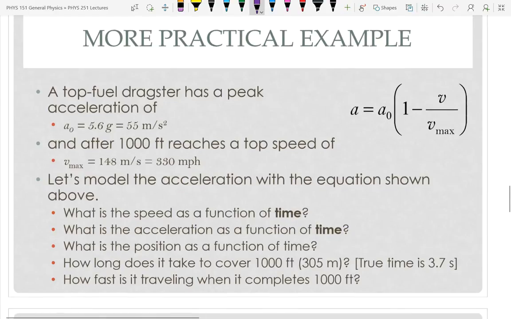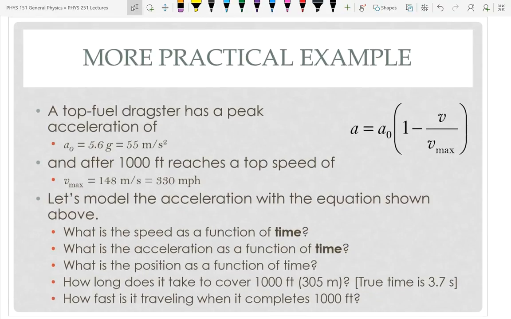Okay, so a more practical example. So this is real life. A top fuel dragster has a peak acceleration of 5.6 Gs. What does it mean to say you have an acceleration of 1 G? Yeah, you're accelerating at 9.8 meters per second squared. If I jump out the window of the second floor, I will experience 1 G until the moment I touch the ground, under the general physics assumption that there is no air resistance. When I touch the ground, my acceleration will most clearly change from 1 G downward to a very large acceleration upward. And that acceleration is going to hurt me a lot, right?